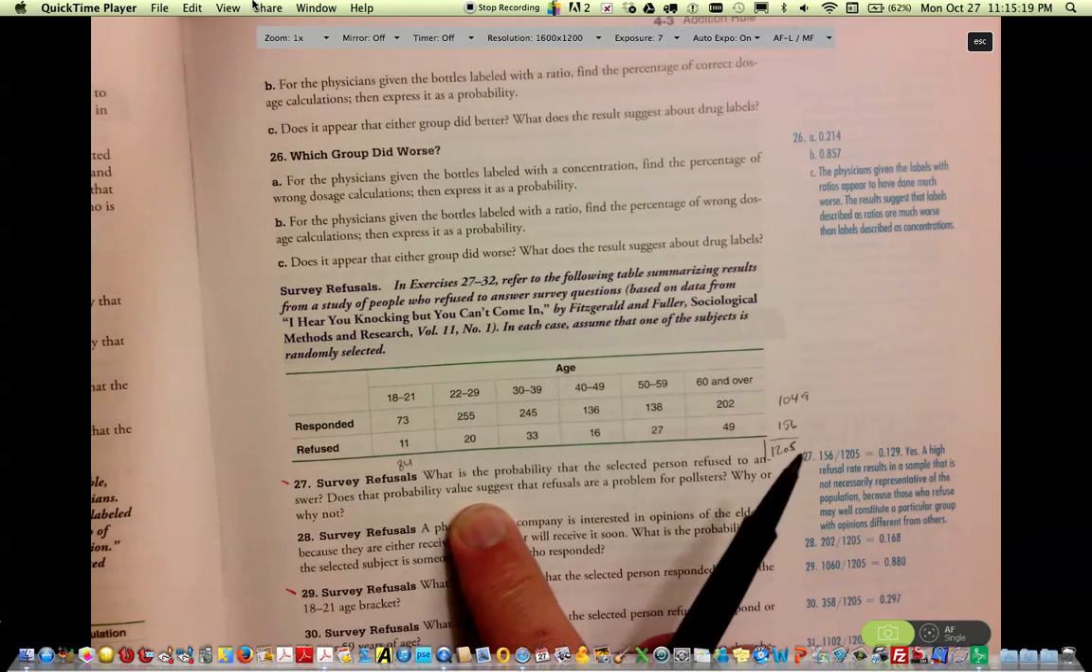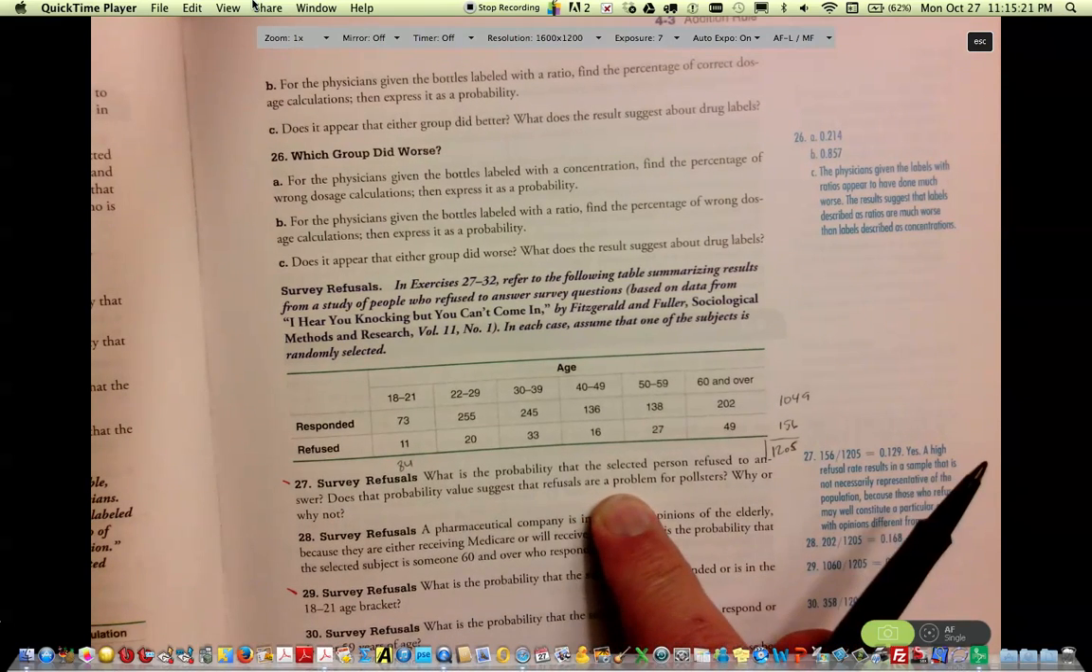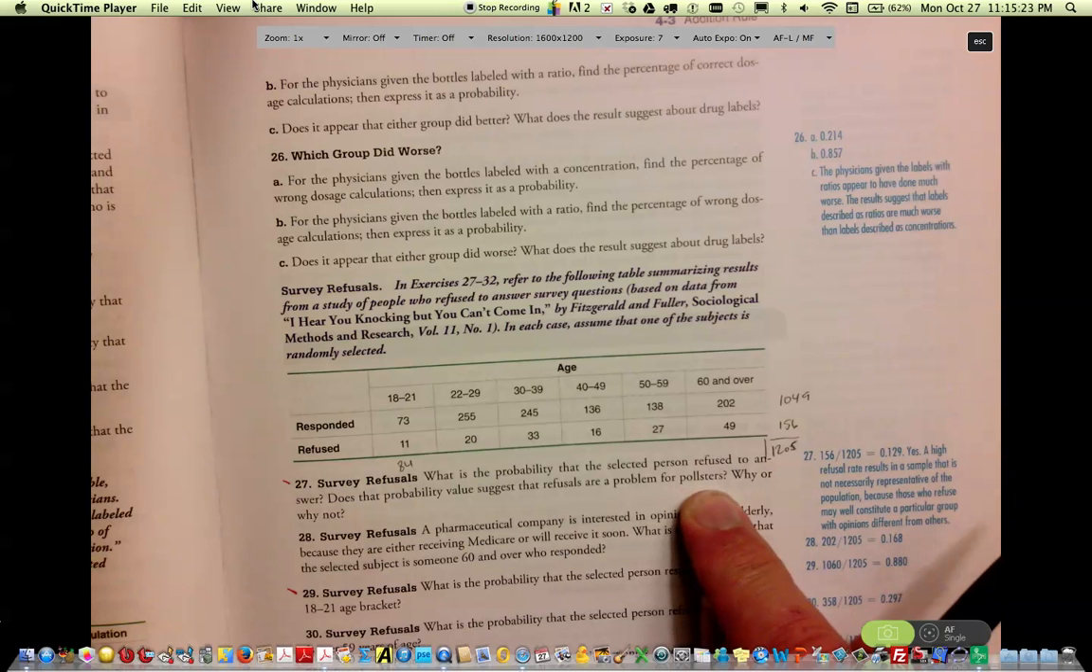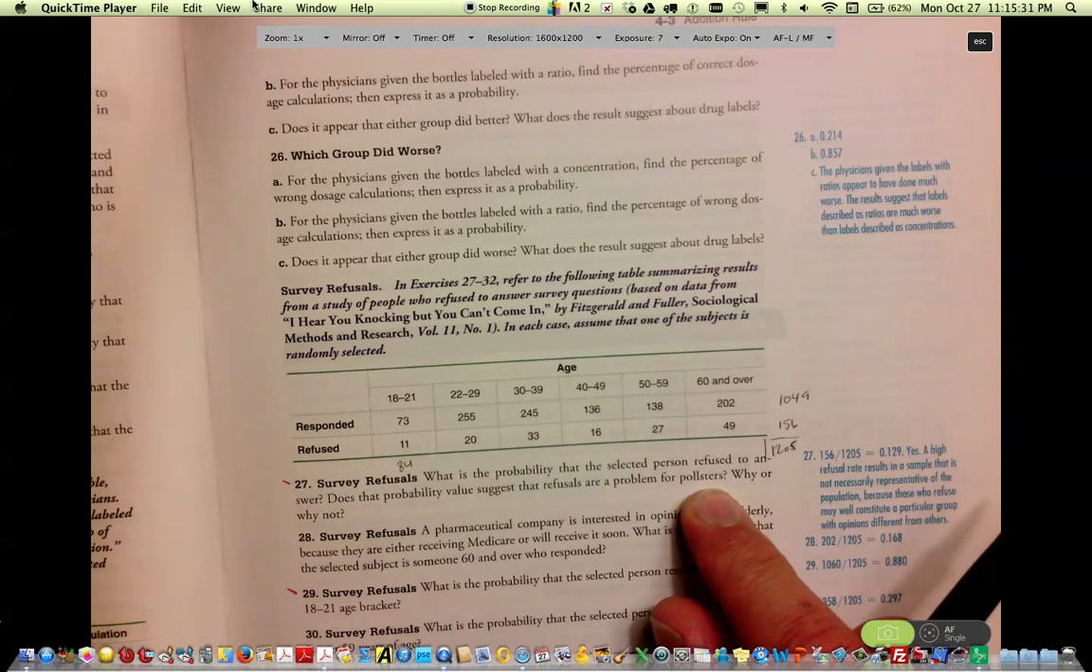Does the probability value suggest that refusals are a problem for pollsters? Well, about 13% of the people are just going to refuse to respond, which is not a big proportion of the population. But the problem is that those people who refuse to respond are probably different from the ones that actually do respond, and because of that, you're going to get results that are a little bit skewed. So I think that is a problem.